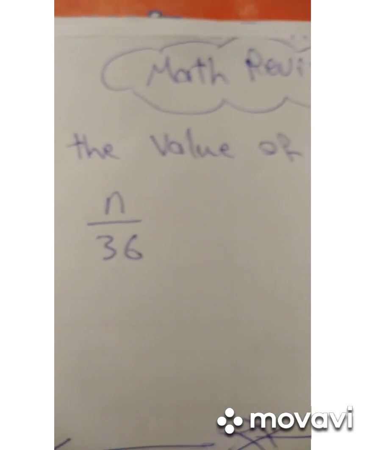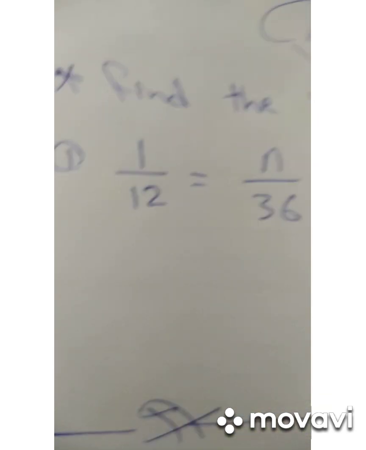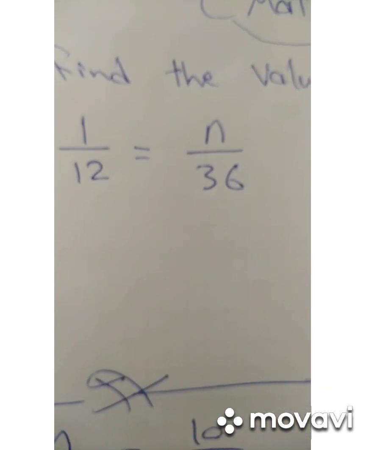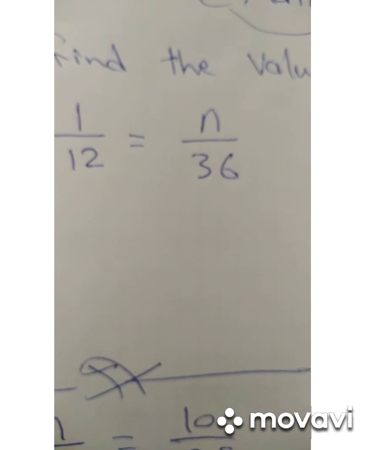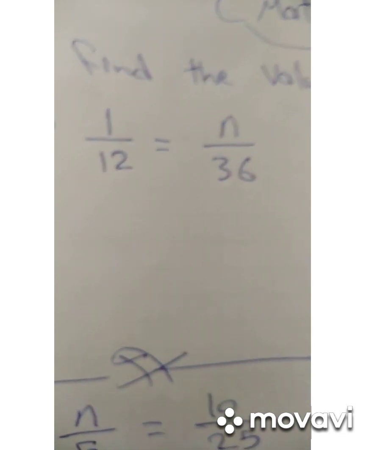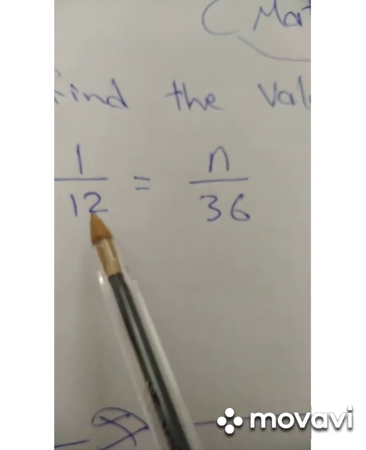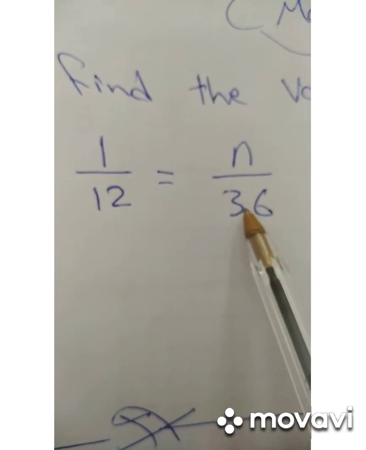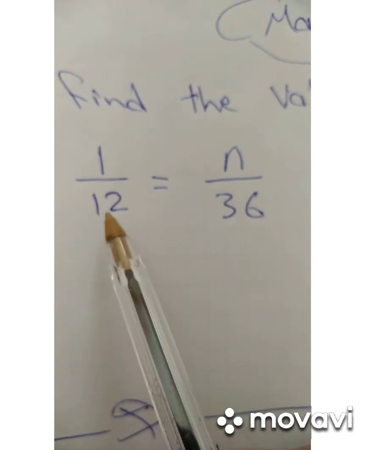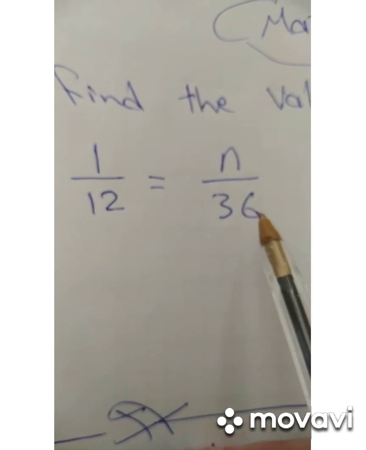Example number 1. Find the value of n. We have two equivalent fractions: 1/12 equals n over 36. Look at the two denominators. Are they like denominators? No, they are different. They are unlike denominators. We have to unify the two denominators.